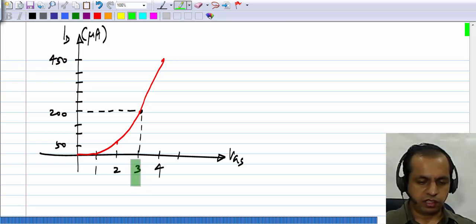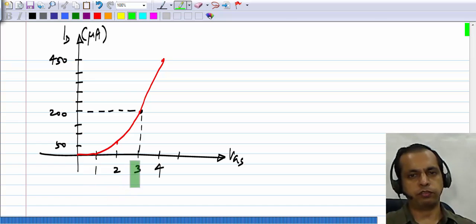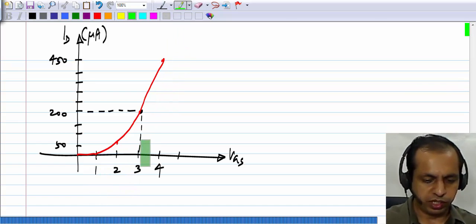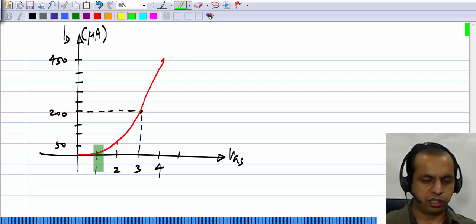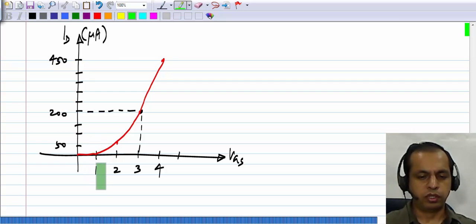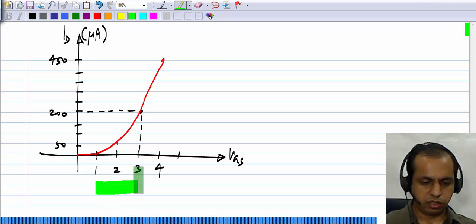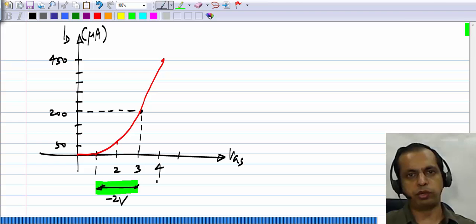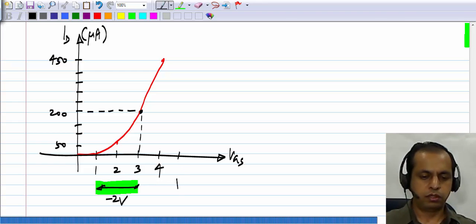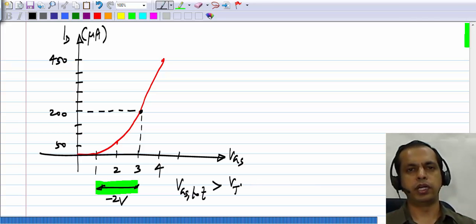The quiescent gate source voltage is 3 volts, and on top of that we have an increment. What we are saying is that the total gate source voltage, which is 3 volts plus the increment, will fall below 3 volts when Vi is negative. So 3 plus Vi will be anywhere depending on the value of Vi, and when it becomes negative, it can reach this point and the current can become 0. So you can see that this is an increment of minus 2 volts, and this is the limit we get by saying that the total VGS has to be greater than the threshold voltage.